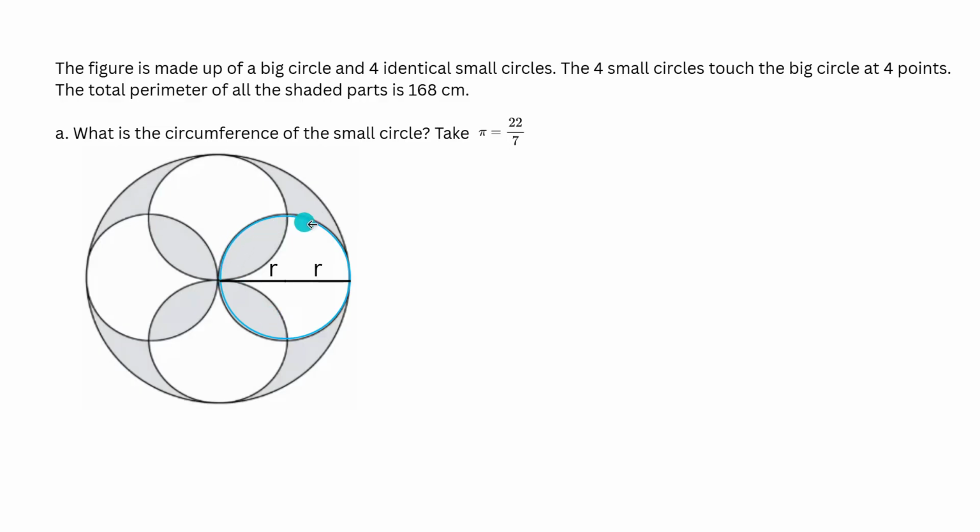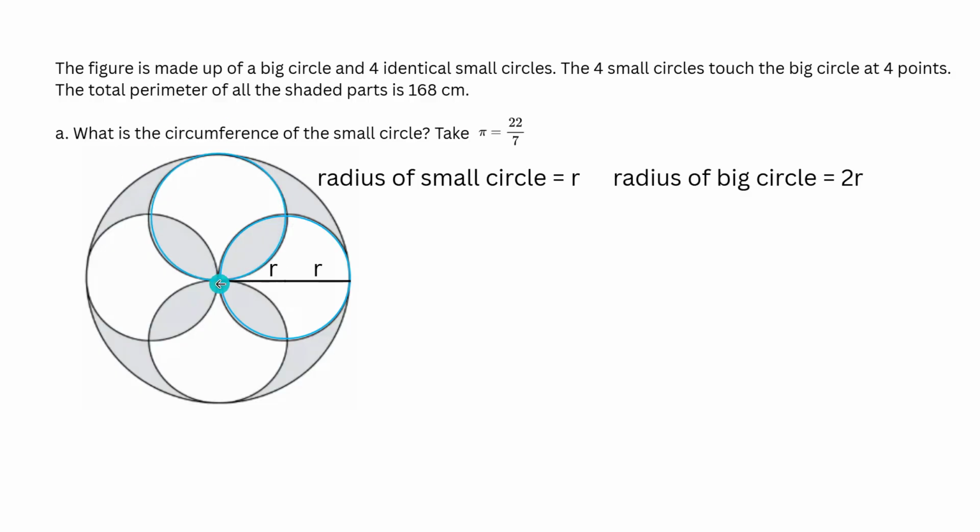So if I just take the perimeter of this circle, it covers a part of the perimeter of the shaded region. Now let's take a look at this second circle here. The second circle is again, this is a boundary for this shaded region, this is a boundary for this shaded region, this is a boundary for this shaded region, and this is a part of the boundary for this shaded region. Now the same applies for the third circle as well. This is a part of the boundary for this shaded region, this for this, and this for this, and this is a part of the boundary for this shaded region.